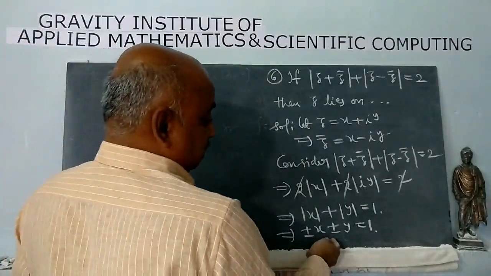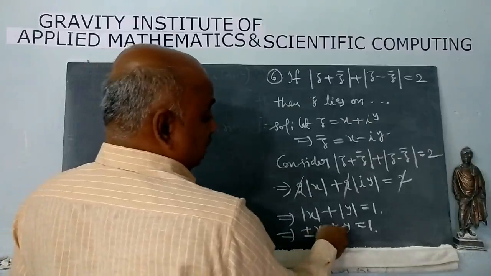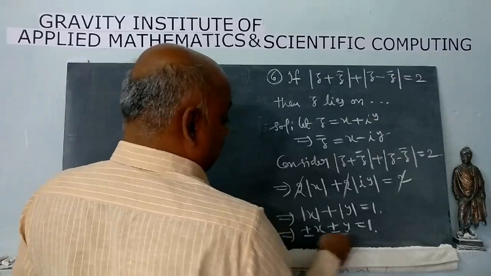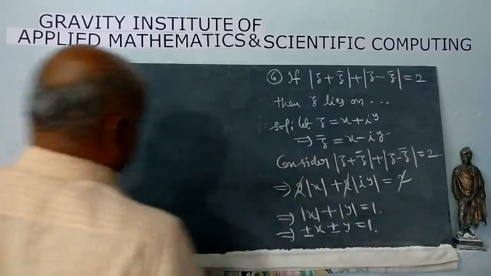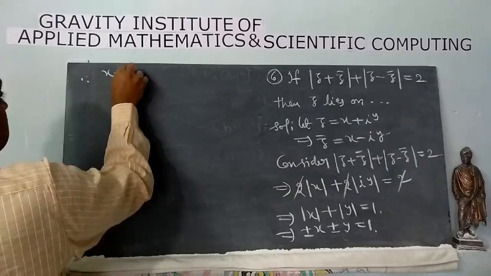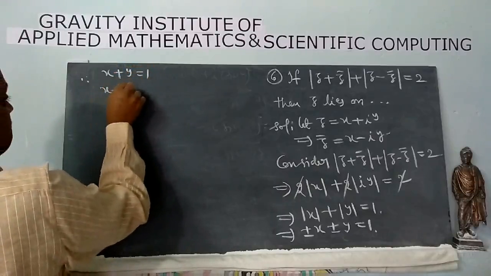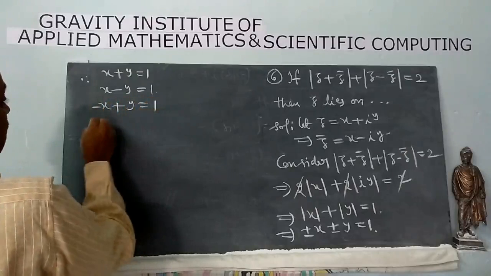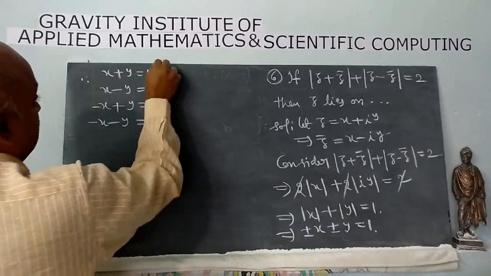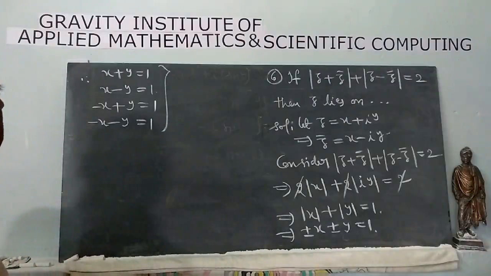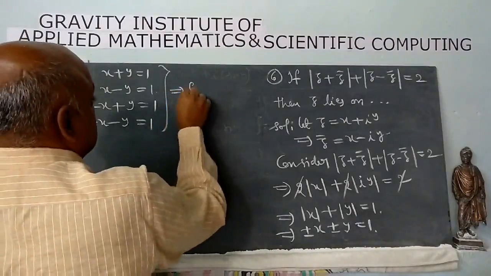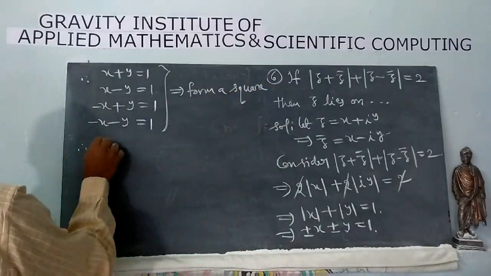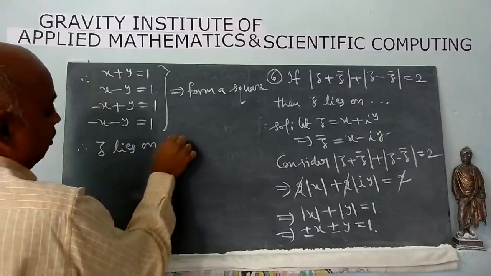There are 4 equations. So x + y = 1, x − y = 1, −x + y = 1, −x − y = 1. So all these equations form a square. Therefore, z lies on a square.